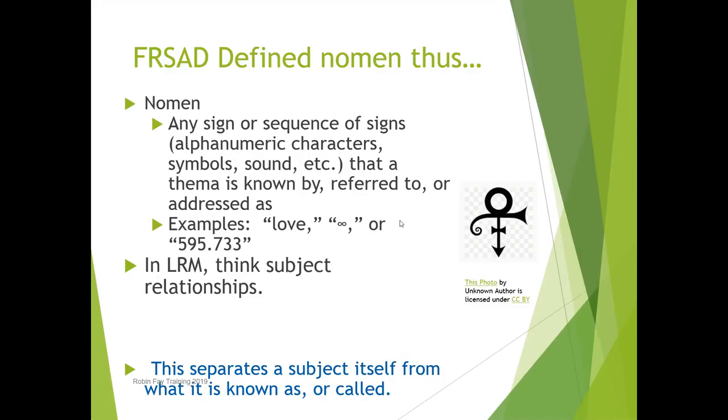When you're thinking about the LRM, really think about the subject relationships. Remember, we're talking about the conceptual part of this. So we're getting really conceptual, but we're talking about how a subject separates itself from what it is called. So what is my identity outside of my name? That is getting to that sense of what Gnomon is. What is my identity outside of that name?